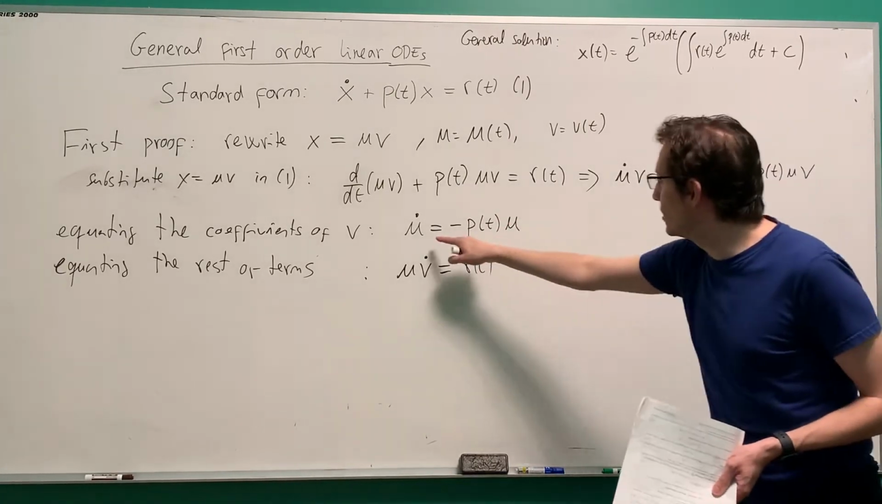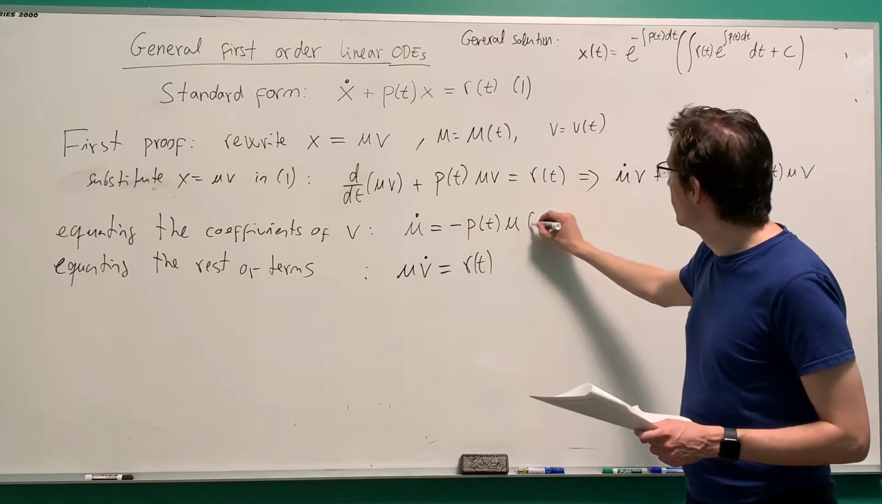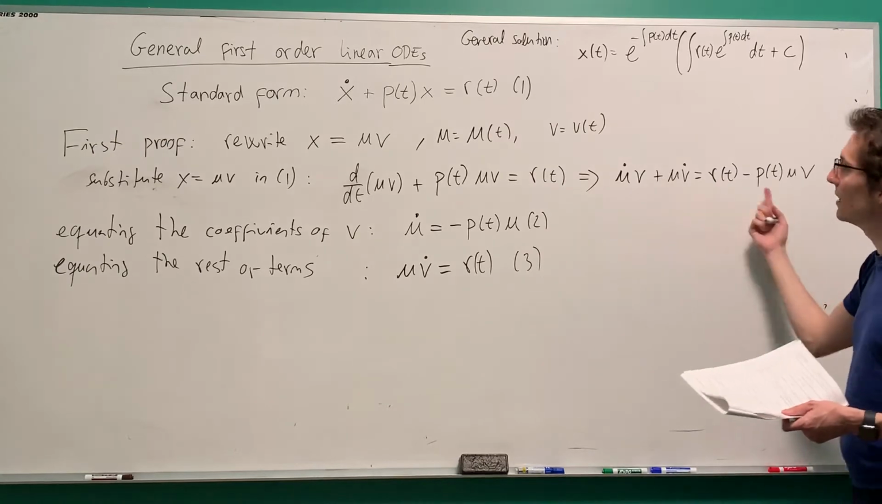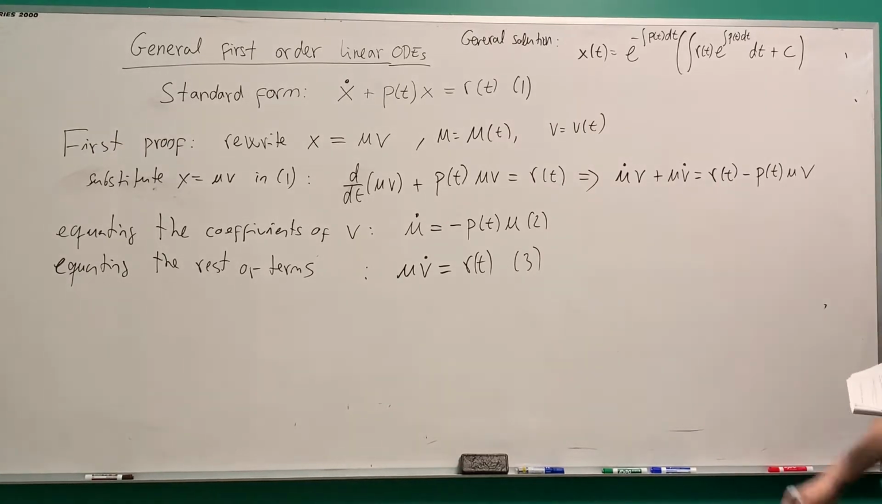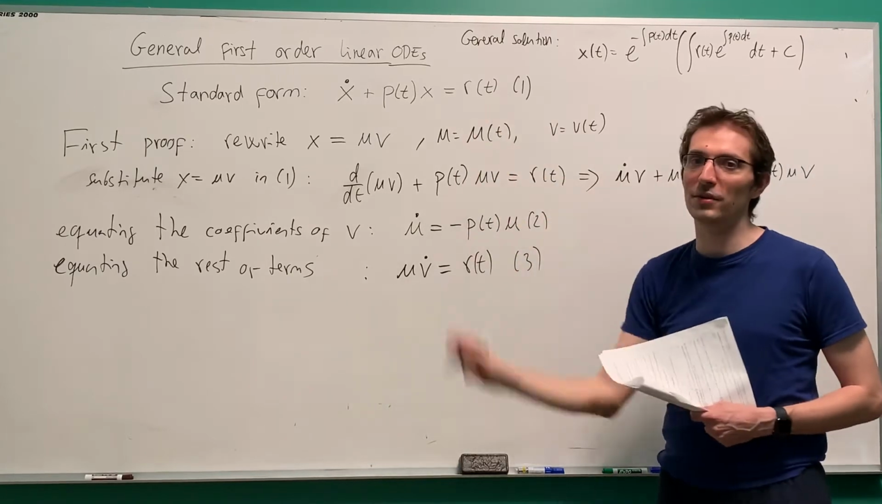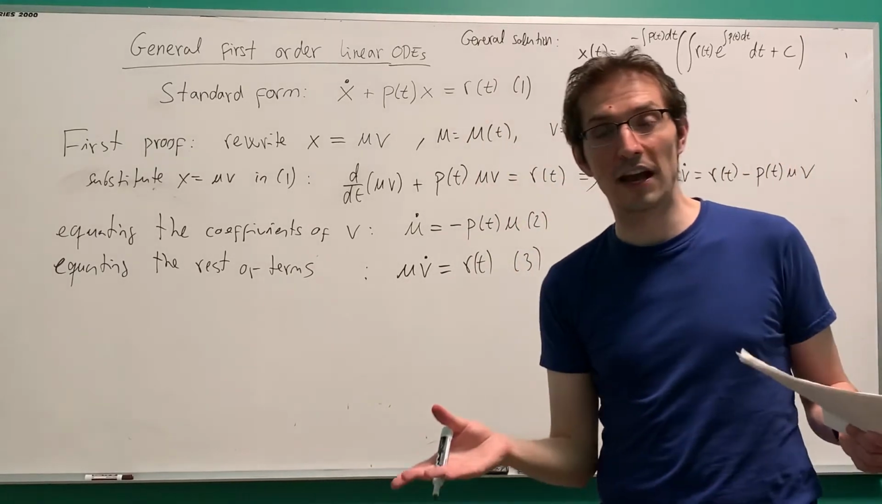Agreed? So if this one is fulfilled, let's call this one 2 and this one 3. If 2 and 3 are fulfilled, then automatically this equation is fulfilled. And that means that the original equation 1 is fulfilled, because this is the same as equation 1, only with the change of variables. Hopefully we agree.